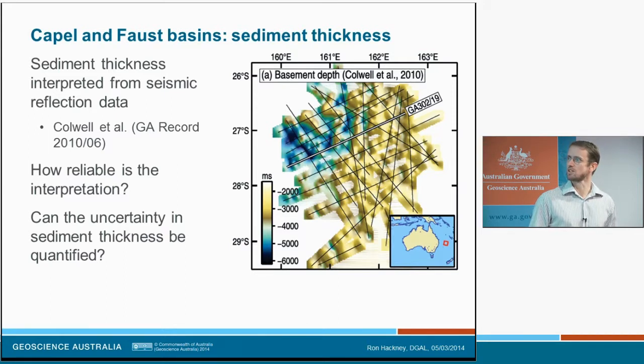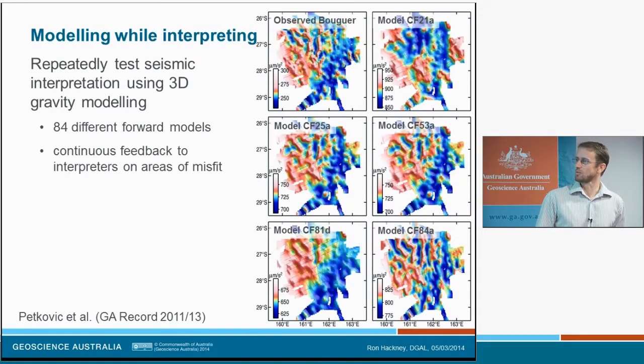So how reliable is the interpretation, and can the uncertainty somehow be quantified to give us some kind of handle on the uncertainty in that? The results I'm going to show here are from a method that was referred to by Peter Petkovich as modelling while interpreting. This is basically a process of repeatedly testing the seismic interpretation with 3D gravity modelling.